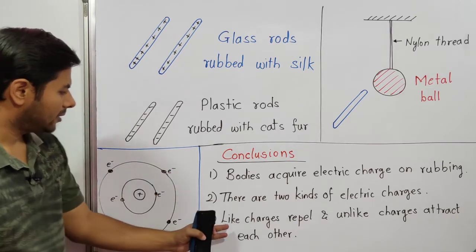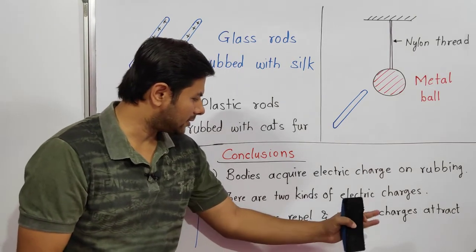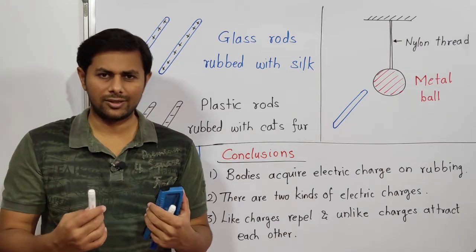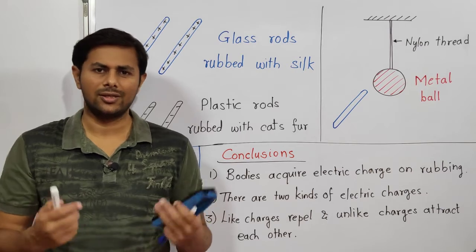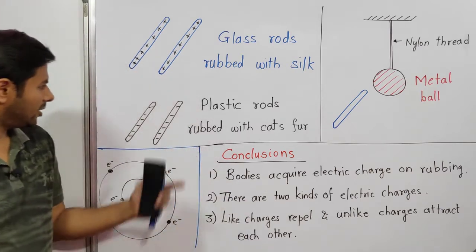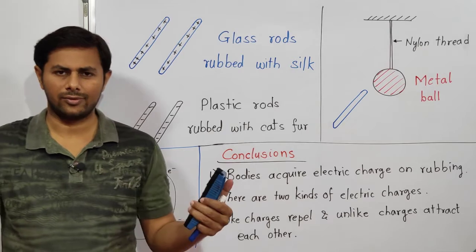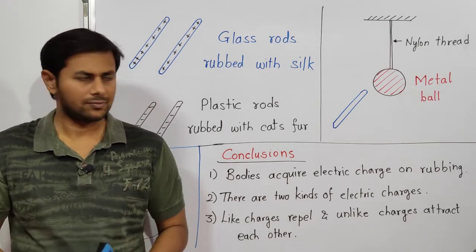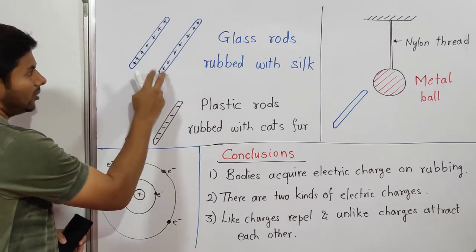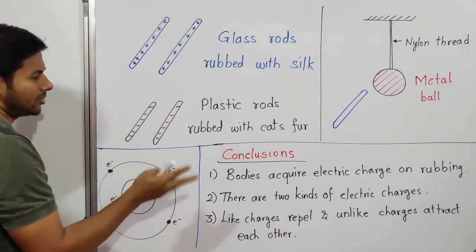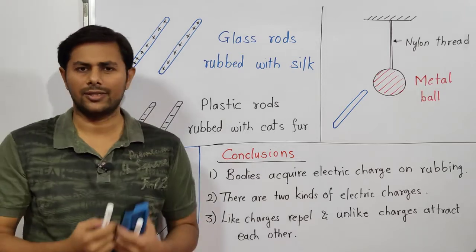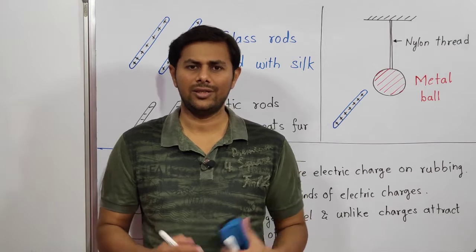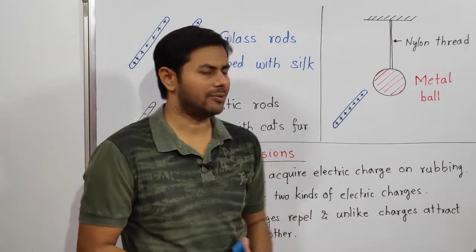And since like charges repel and unlike charges attract each other, when we bring two glass rods, which are positively charged, close to each other, they repel each other. Similarly, two plastic rods brought close to each other repel each other. And if we bring one glass rod and one plastic rod close to each other, they attract each other because they are unlike charged. Alright, now let's see what happens in the second experiment.